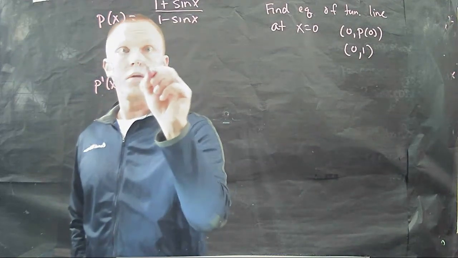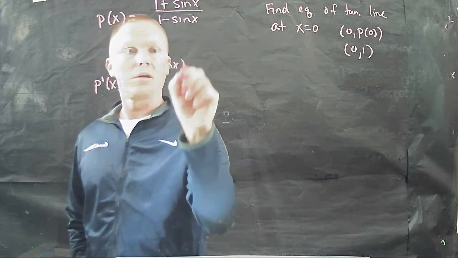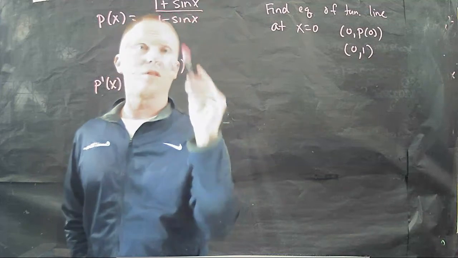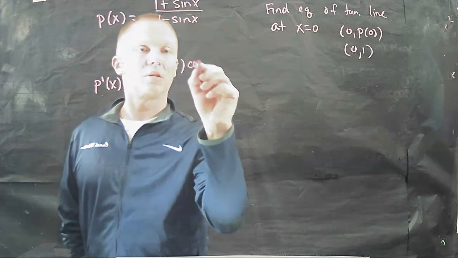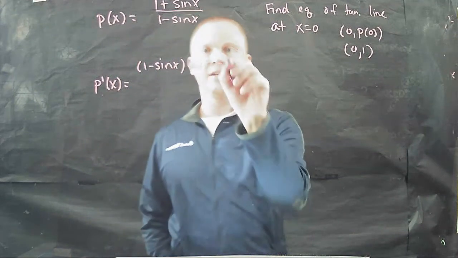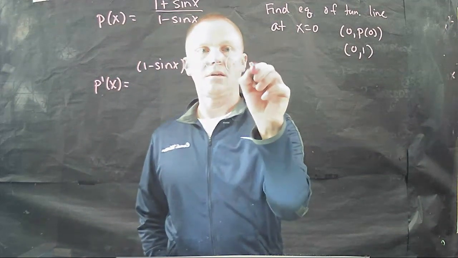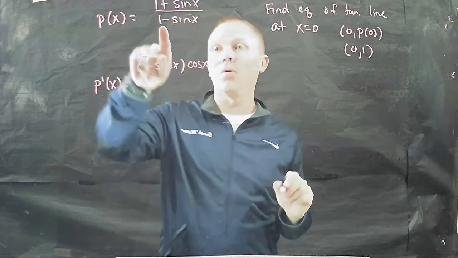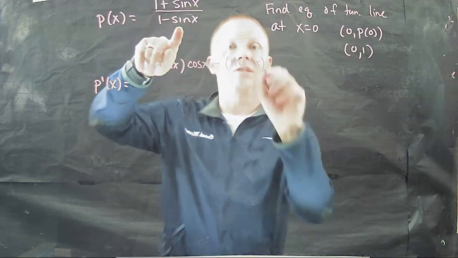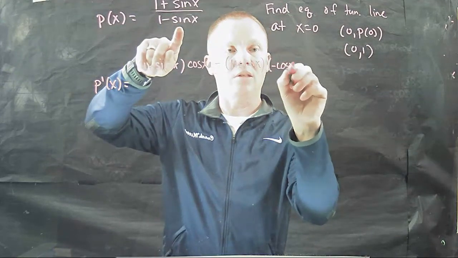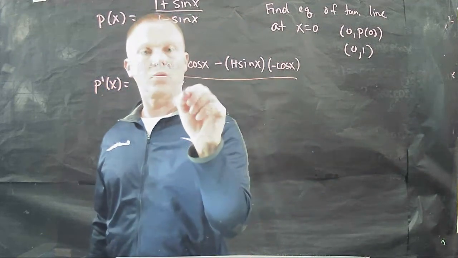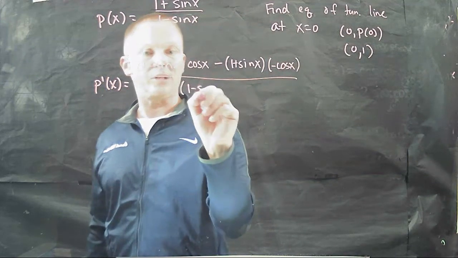Low, d high. Now I'm looking at the derivative of the numerator. The derivative of 1 is 0. The derivative of sine of x is cosine of x. Minus high, d low. Okay, so the derivative of 1 is 0. The derivative of negative sine of x is negative cosine of x. All over low squared. And don't forget these parentheses here, friends.